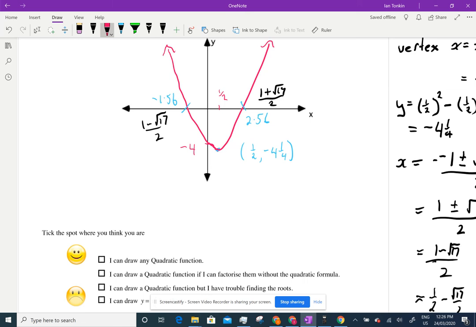Now, if you can get those things, you should be able to get the right curve, so concave up, concave down, the y-intercept, and the vertex. The only hard bit is getting the roots. Anyway, hopefully you did that, hopefully you're going to practice with some of those, and hopefully you're looking after yourself and your family at home.